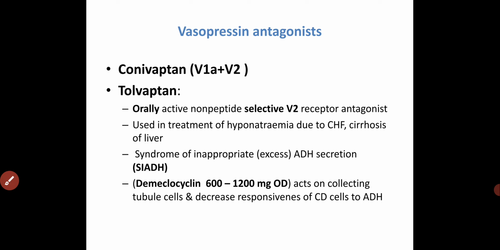One drug which is also useful and preferred in this is demeclocycline, 600 to 1200 milligram once a day. It acts on the collecting duct cells and decreases the responsiveness of the collecting duct to the antidiuretic hormone. Even if there is an increase in ADH, the principal cells of the collecting duct are less responsive because of demeclocycline, so there is unresponsiveness of the collecting duct to the antidiuretic hormone.